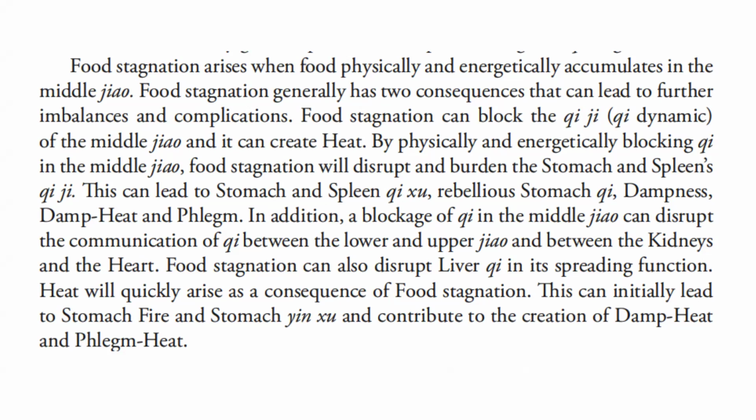In addition, a blockage of Qi in the middle jiao can disrupt the communication of Qi between the lower and upper jiao and between the kidneys and the heart. Food stagnation can also disrupt liver Qi in its spreading function. Heat will quickly arise as a consequence of food stagnation. This can initially lead to stomach fire and stomach Qi deficiency and contribute to the creation of damp heat and phlegm heat.